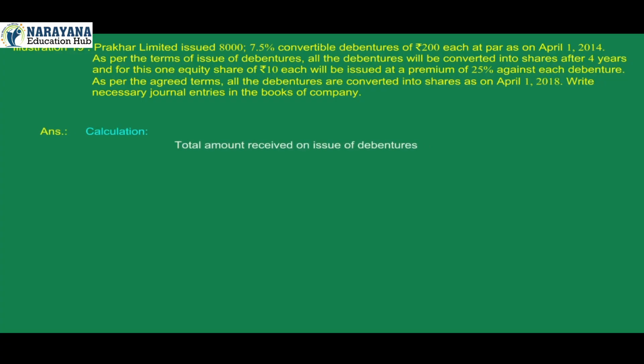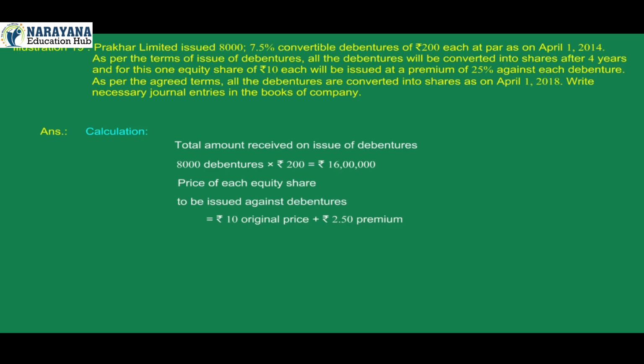Answer. Calculation. Total amount received on issue of debentures: 8,000 debentures into Rs 200 is equal to Rs 16 lakh. Price of each equity share to be issued against debentures is equal to Rs 10 original price plus Rs 2.50 premium, which is equal to Rs 12.50. Number of equity shares to be issued against debentures is equal to 16 lakh divided by 12.50, which is equal to 1,28,000 shares. Journal entries in the books of the company.